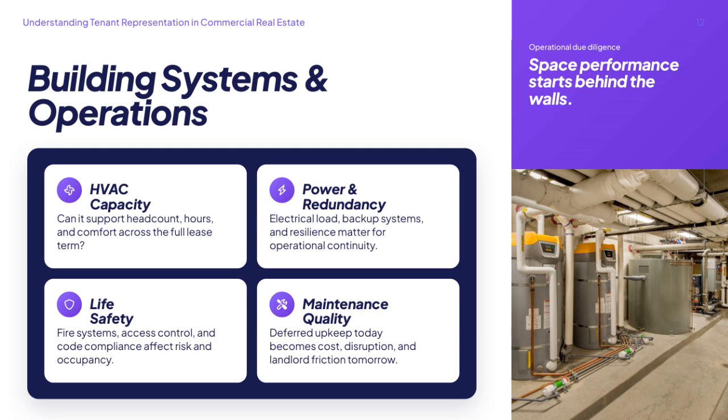Let's dive into the critical aspects of building systems and operations that impact the overall performance of a commercial space. First, HVAC capacity is essential. It needs to support the number of people, operating hours, and maintain comfort levels throughout the entire lease term. This isn't just about cooling or heating, it's about sustaining a productive and pleasant environment consistently.